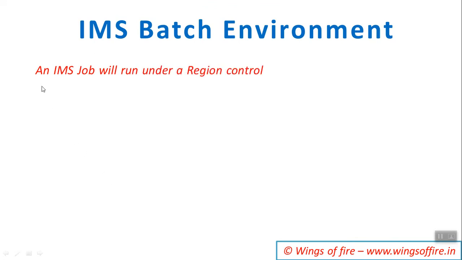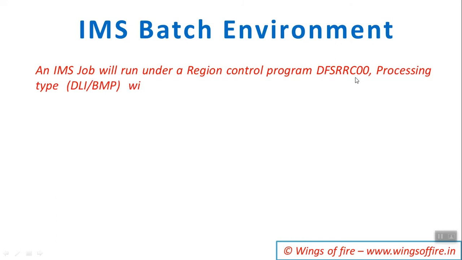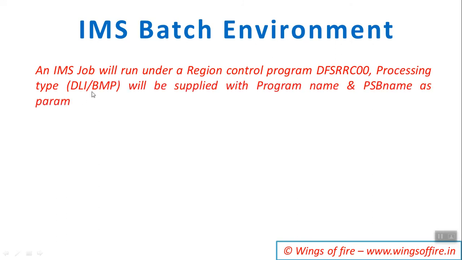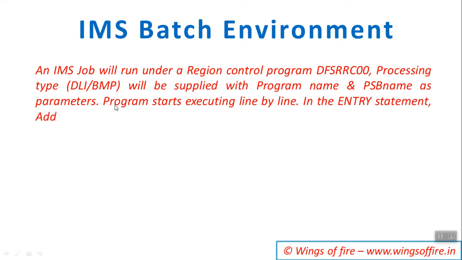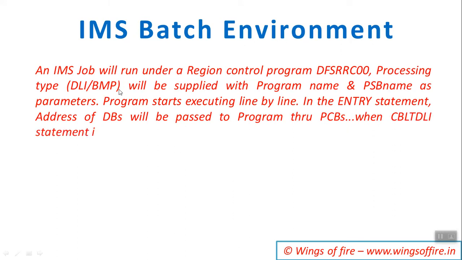So let me read this. An IMS job will run under region control program DFSRRC00. The processing type for a batch could be either DLI or BMP. DLI stands for Data Language Interface. BMP stands for Batch Message Processing. It will be passed as the first parameter. The second parameter will be the program name, and the third parameter will be the PSB name.